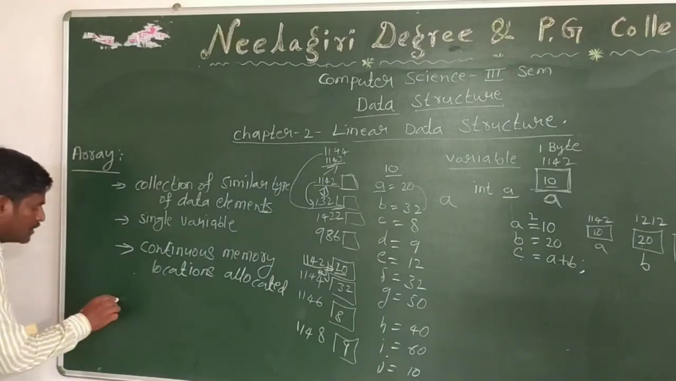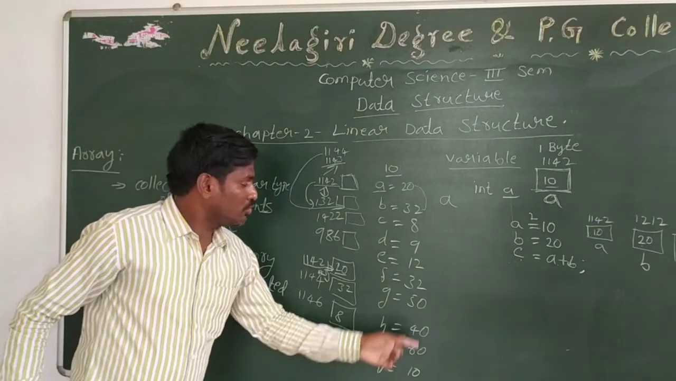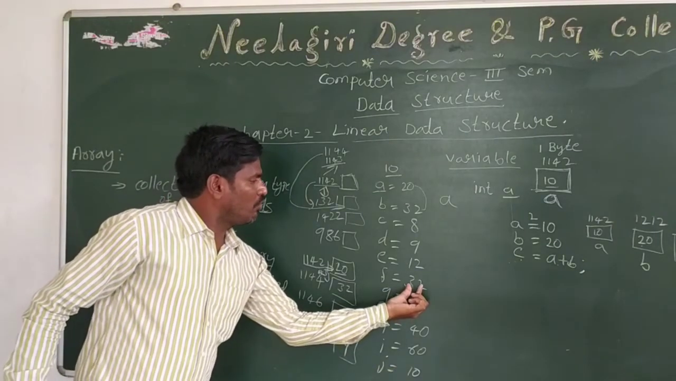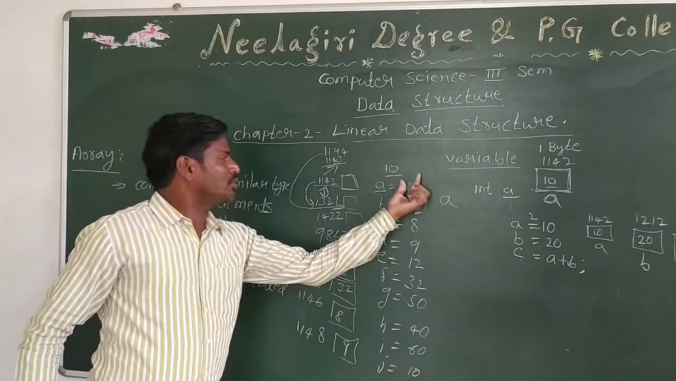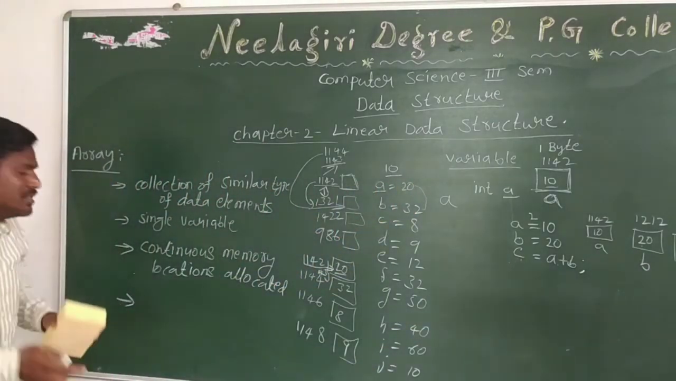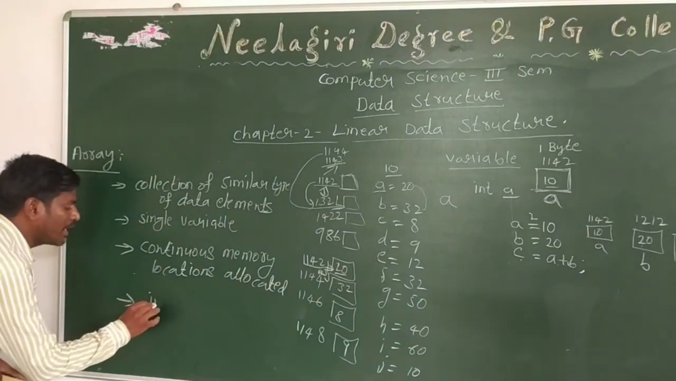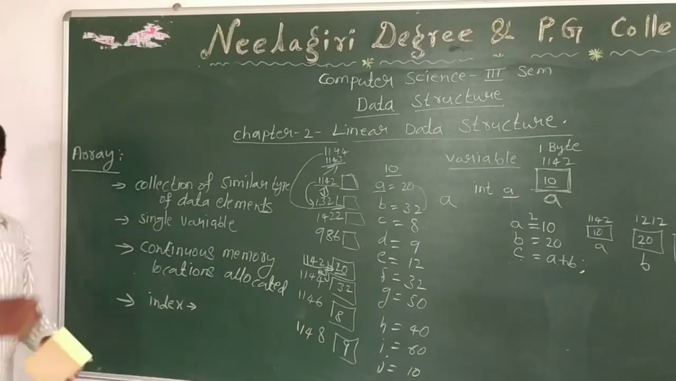Next, sir, there are 10 values. I want to display the fifth element. I want to display the last element. I want to display the first element. How do we access individual elements? The individual elements can be accessed by using an index.